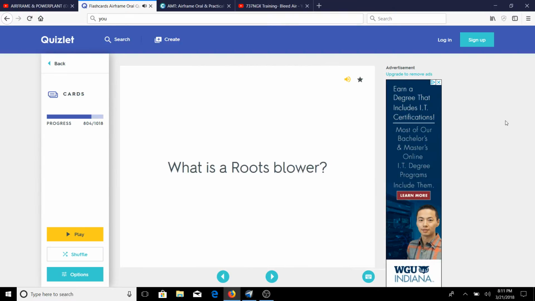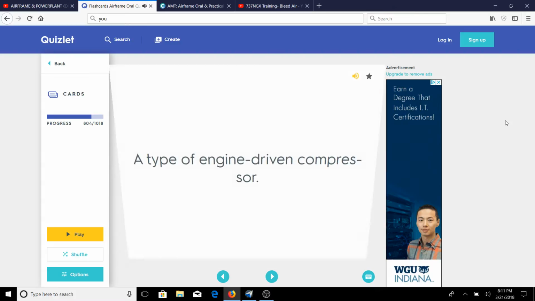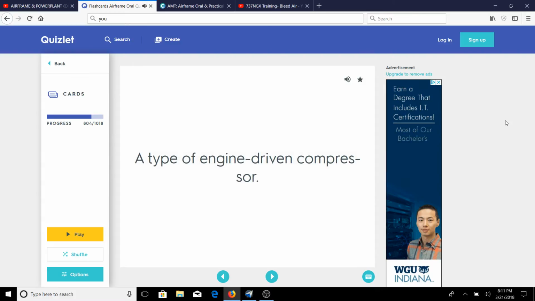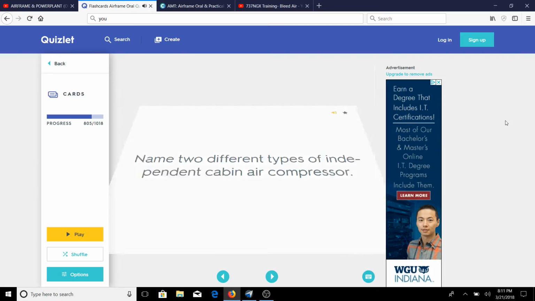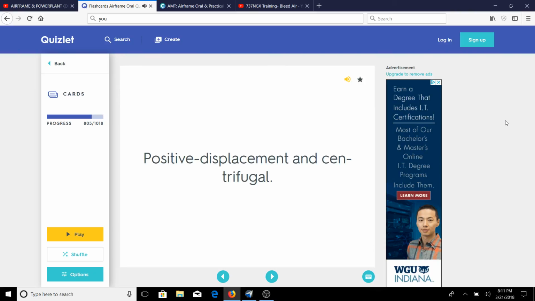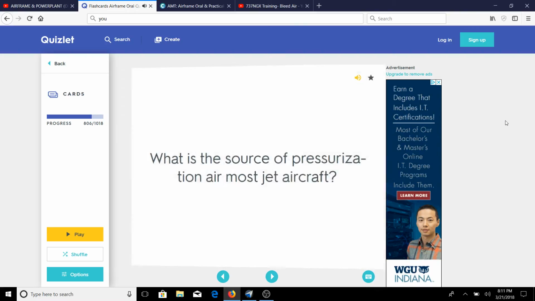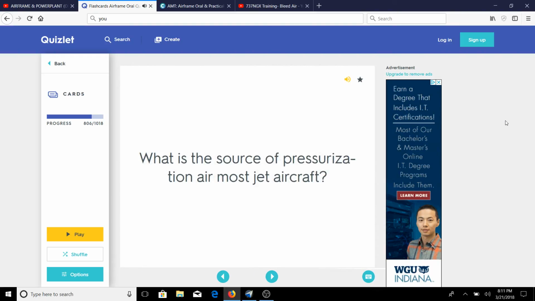What is a roots blower? A type of engine-driven compressor. Name 2 different types of independent cabin air compressor. Positive displacement and centrifugal.